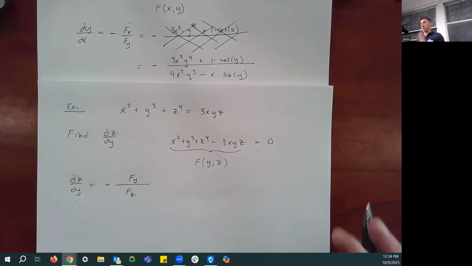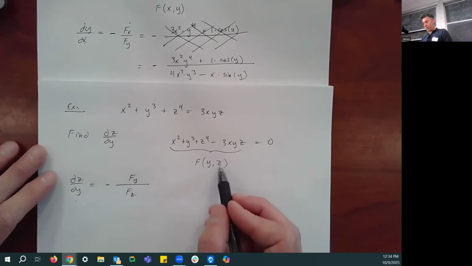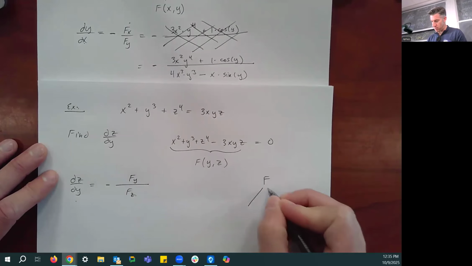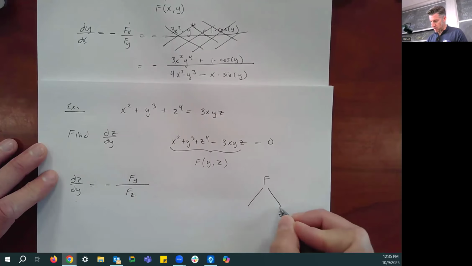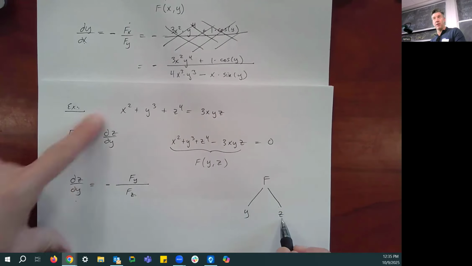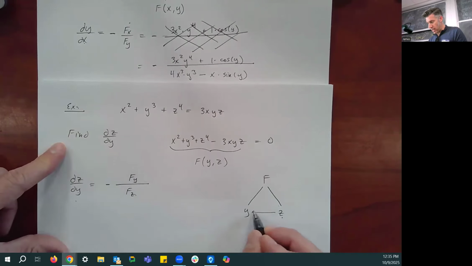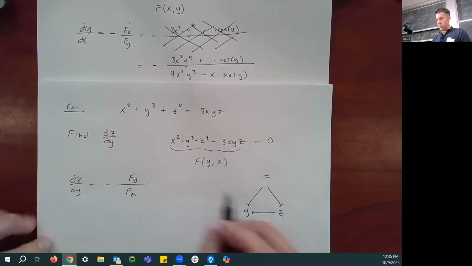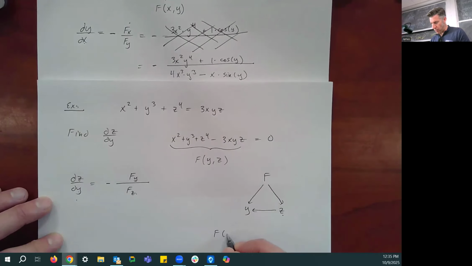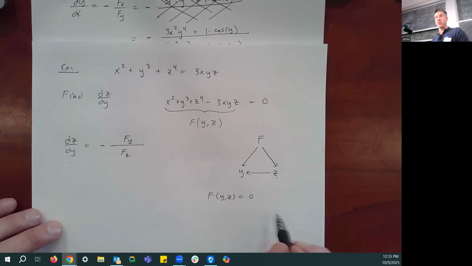So I'll draw the picture again. We're assuming that the function f depends on z and y, but also z must depend on y if we're finding del z del y. So taking the derivative of both sides, we've got f of y comma z equal to 0. If we use the chain rule to take the derivative of both sides, the derivative of the right-hand side is going to be 0.